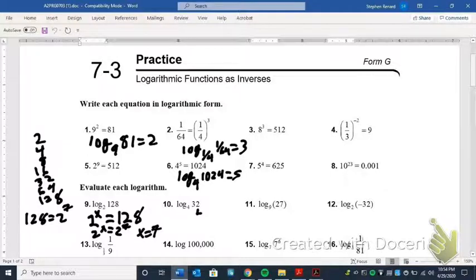Okay, number 10, a little bit more difficult. Why? Because if we look at 4, up here in the top corner, write the progression of powers of 4.